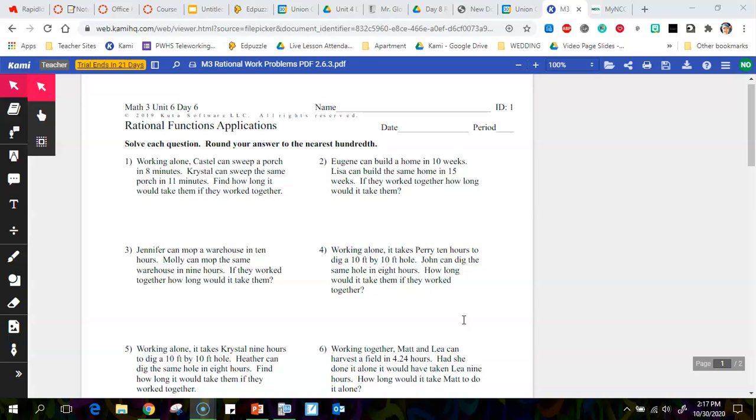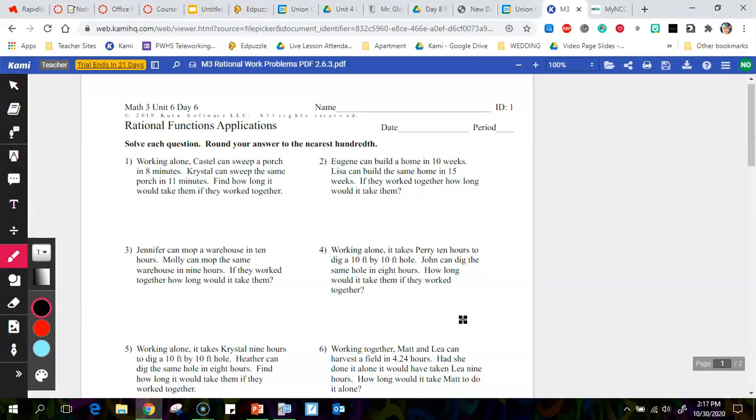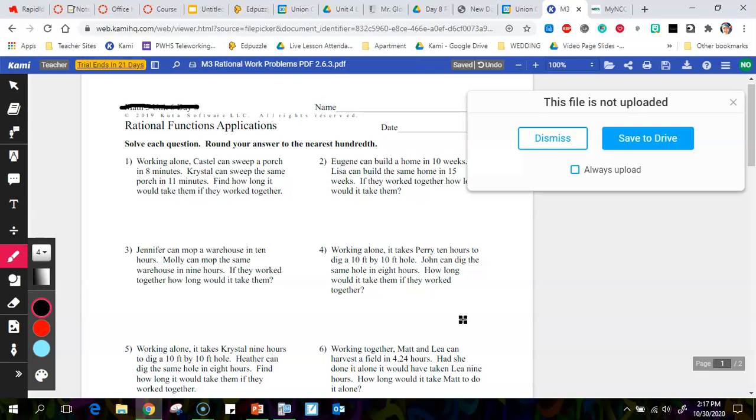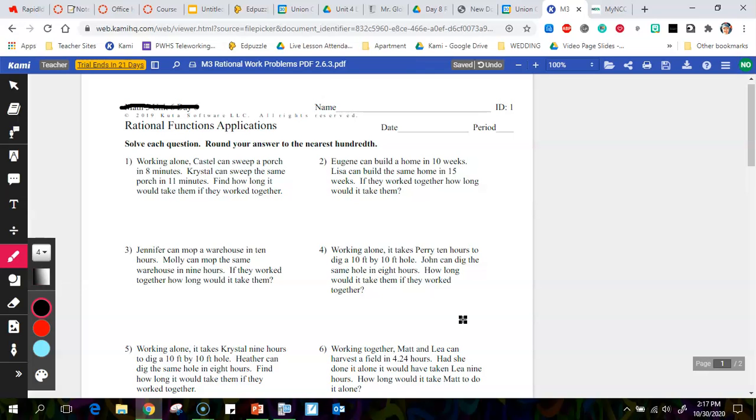We are nearing the end of the rational functions unit, and this is week 2.6. I know it says math unit 6, day 6, whatever. That's just from an old set of notes. You can mark that out if you don't like the way it looks. So this is notes 2.6.3.